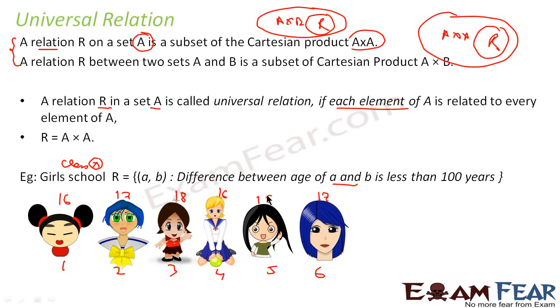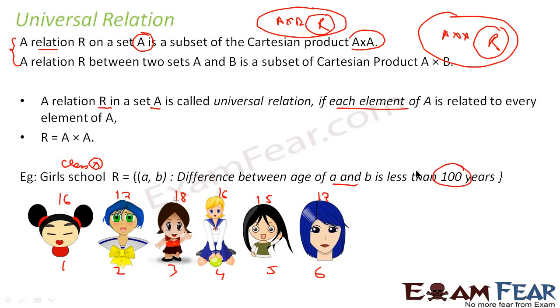Age of this girl. So if you take any two girls, the difference in their age will be less than 100 years. If you take these two girls, the difference is 1 year. These two 1 year, these two 2 years, these two 1 year, these two 2 years. So if you take any two girls, the difference is always less than 100 years.